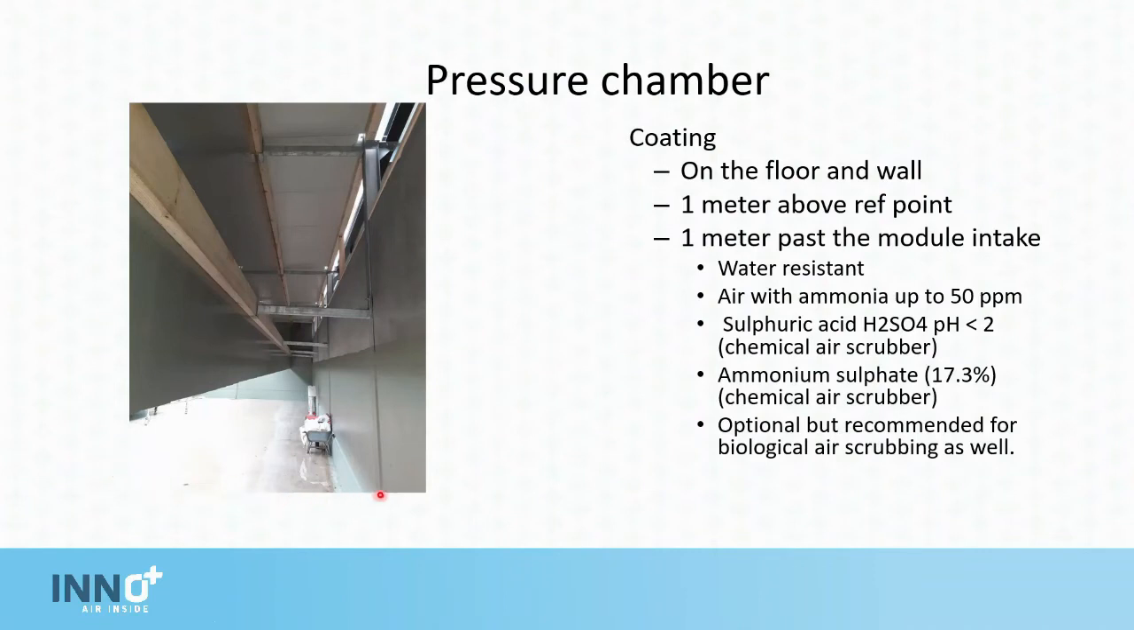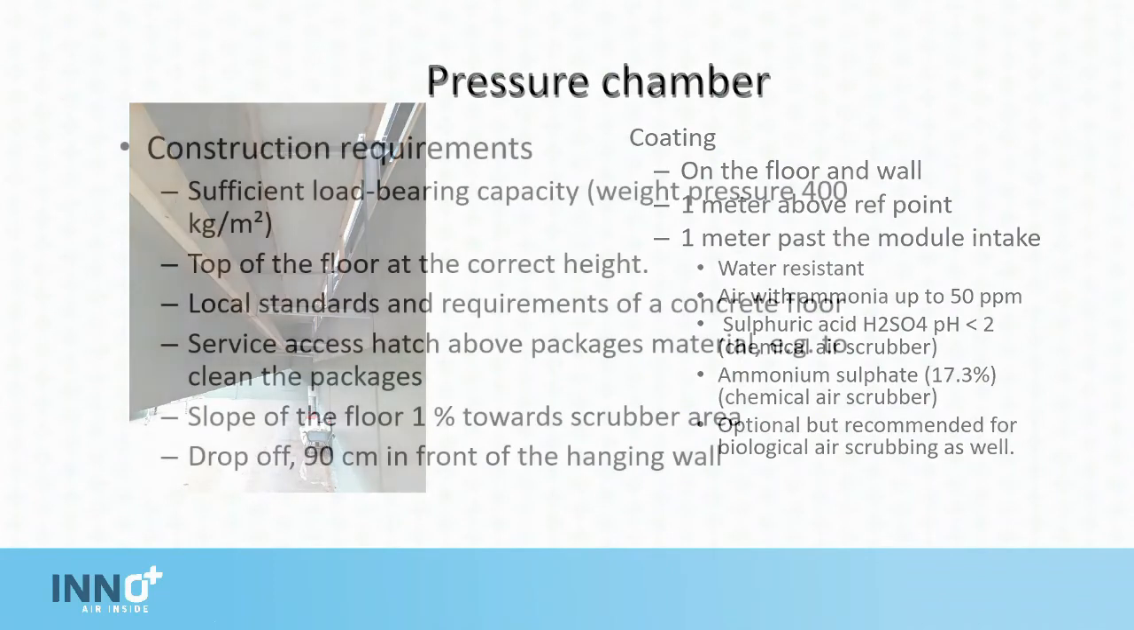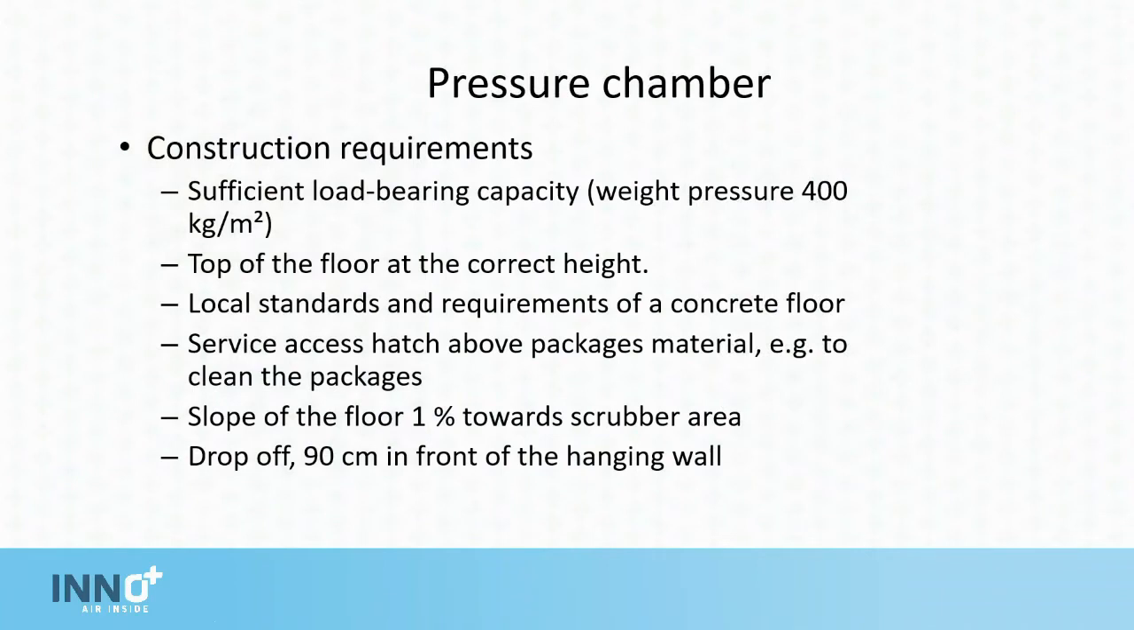Here we can see a pressure chamber where along the wall up to 1 meter coating is applied. We see the hanging wall and coating on the floor. The concrete floor itself must have a bearing capacity of 400 kg per square meter. The top of the floor must be at the correct height. Of course, local standards and requirements must be met.